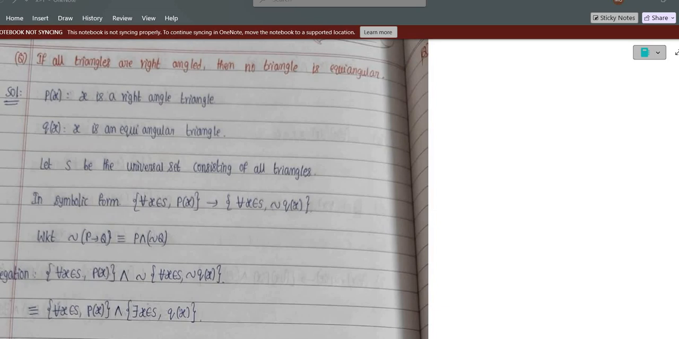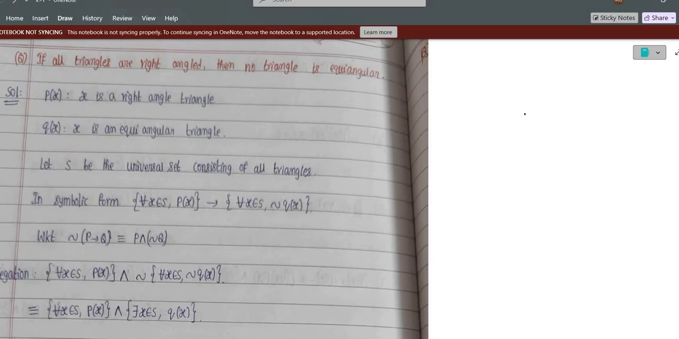So next question. In this video, this is the first question. If all triangles are right angle, then no triangle is equiangular. Here also I am dividing the statement into two parts. First part is P of x. P of x represents x is a right angle triangle. Q of x represents x is an equiangular triangle.